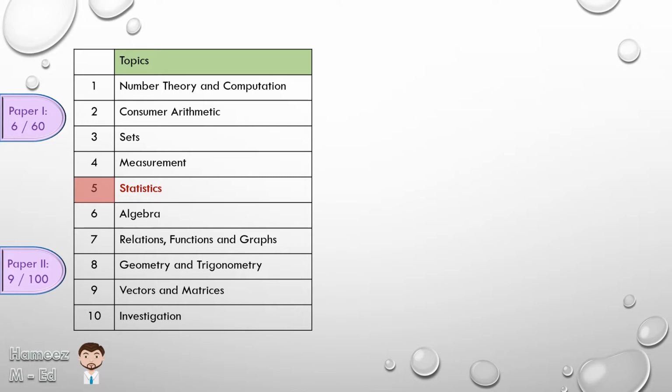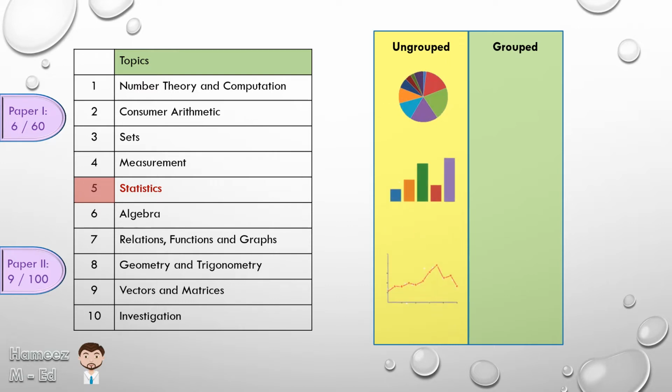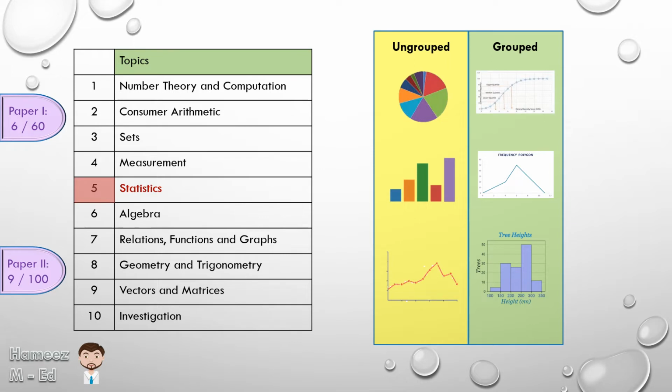Let's recall what statistics is. It is a branch of mathematics dealing with large collections of data or information, and it can be presented in different formats. So we can subdivide this into data being either ungrouped or grouped, and the statistical diagrams that may be presented with it include pie charts, bar graphs, and line graphs, usually in the ungrouped section, and histograms, frequency polygons, and cumulative frequency curves or ogives in the grouped section.